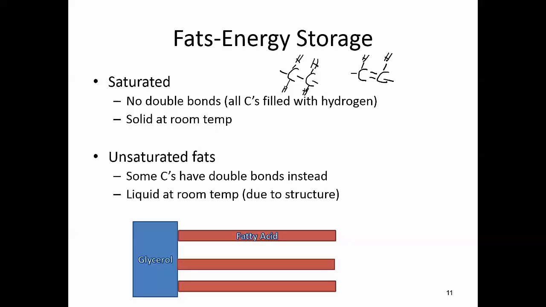Unsaturated fats, however, tend to have kinked tails. Because of those double bonds, it changes their structure. Instead of straight tails like we see here, the tails are crooked and they don't pack tightly together. So at room temperature, you still have a liquid. Think of olive oil.